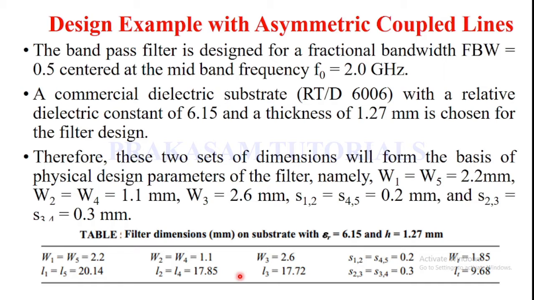In this design, I am considering a designated operating frequency of 2 GHz, the material is Rogers RT/Duroid 6006, its dielectric constant is 6.15, and the thickness of the substrate is 1.27 mm. Using these parameters and a microstrip online calculator, the 50 ohm transmission line width is calculated as 1.85 mm.